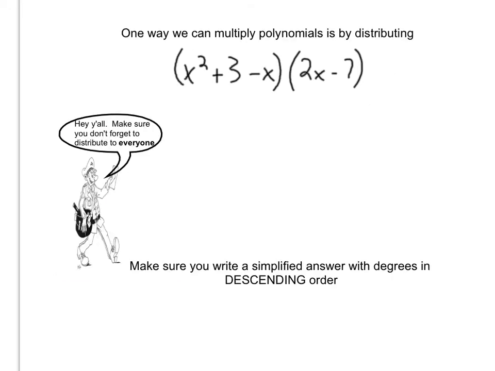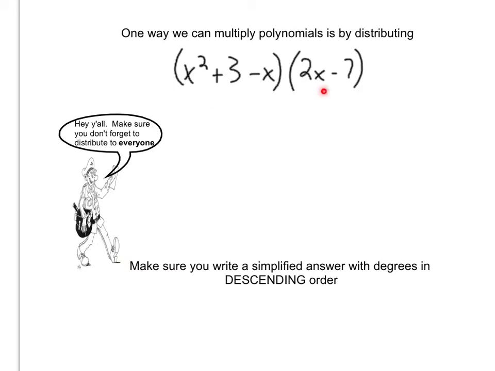Okay, so again, we are multiplying polynomials. So this is what multiplying polynomials looks like. We've got a trinomial times a binomial. Okay, and one way we can do that is by distributing everything out. Okay, so we've got a reminder down here. It says make sure you write a simplified answer with the degrees in descending order. And this guy is saying don't forget to distribute to everyone.